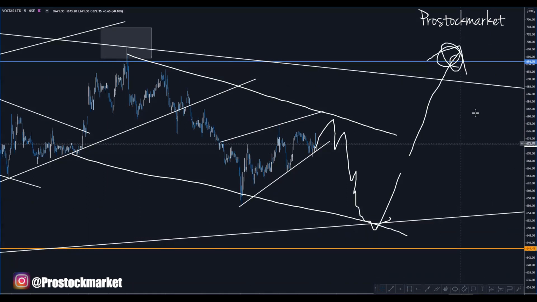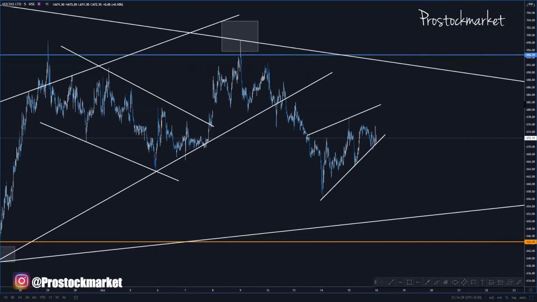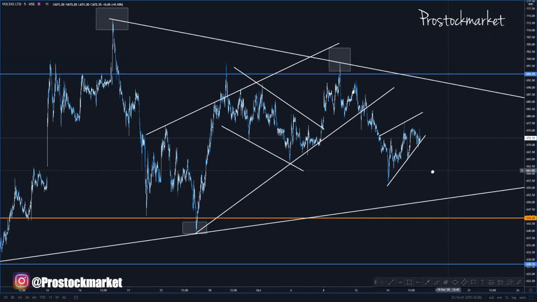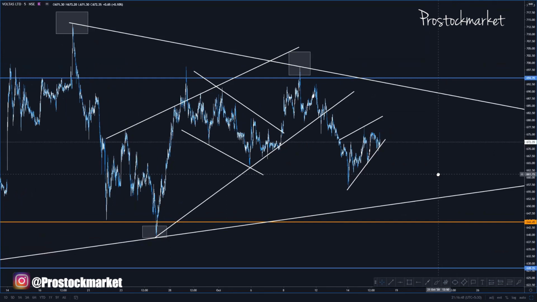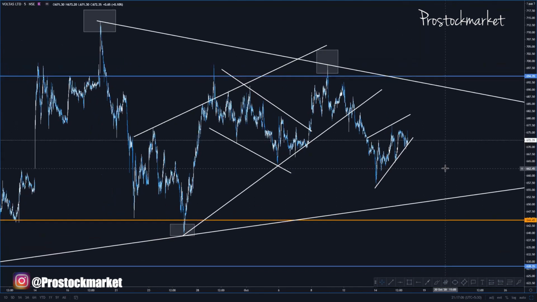Okay, so this is my analysis in Voltas. Very clear, very easy, looking very good. So I'm definitely expecting the market to go towards the downside. So let's see if the market will go according to us, or if the market will go against us. Let's hope for the best to be in our direction. If it is not going in our direction, then definitely we'll change the analysis. So I hope you understood Voltas, and just go and follow this management.